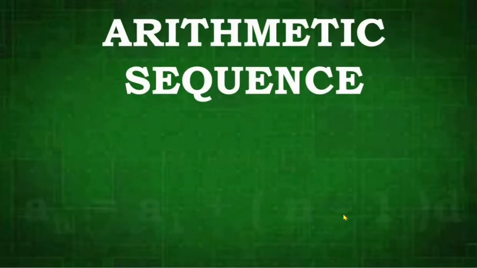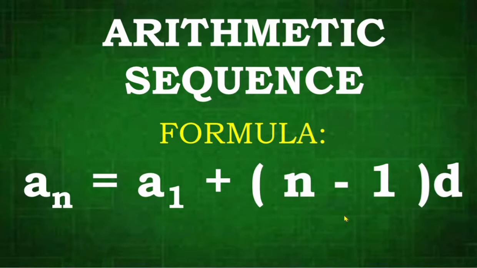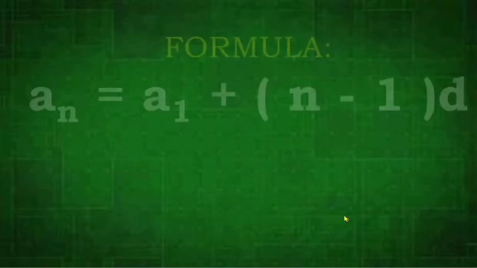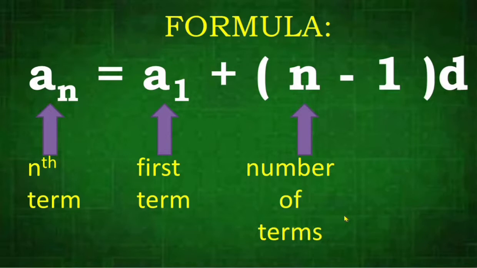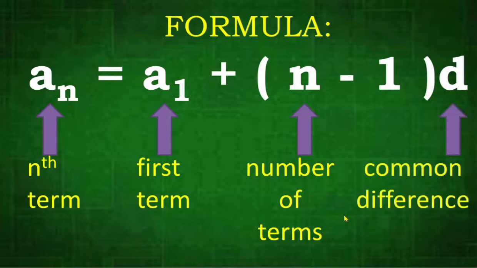What's the formula? That is a sub n is equal to a sub 1 plus the quantity n minus 1 times d. Let us name those symbols. a sub n stands for the nth term, a sub 1 the first term, n the number of terms, and d the common difference. Let us have this sequence 4, 10, 16, 22, 28.